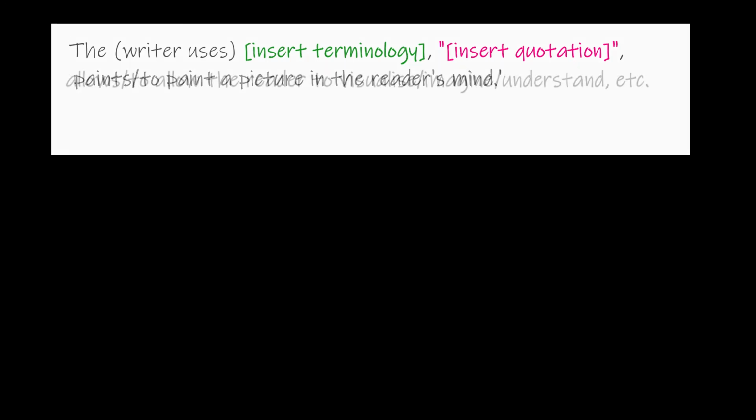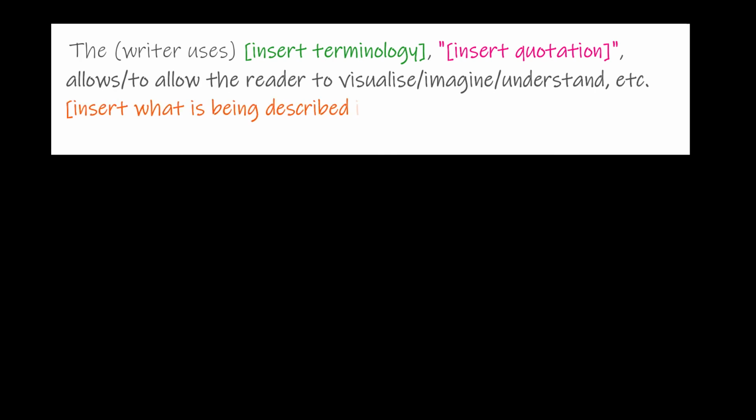Another way of saying this is "allows the reader to visualise or imagine". The advantage of this is that you can't finish the sentence there. You have to complete it with what it allows you as a reader to visualise or imagine. So we end up with a sentence framework which reads as follows. The [insert terminology], [insert quotation], allows the reader to visualise, imagine, understand, etc. [Insert what is being described in your own words, plus your analysis here.]